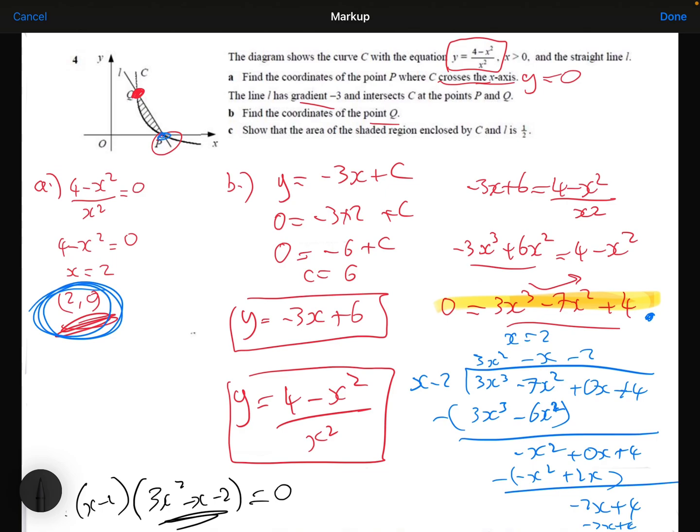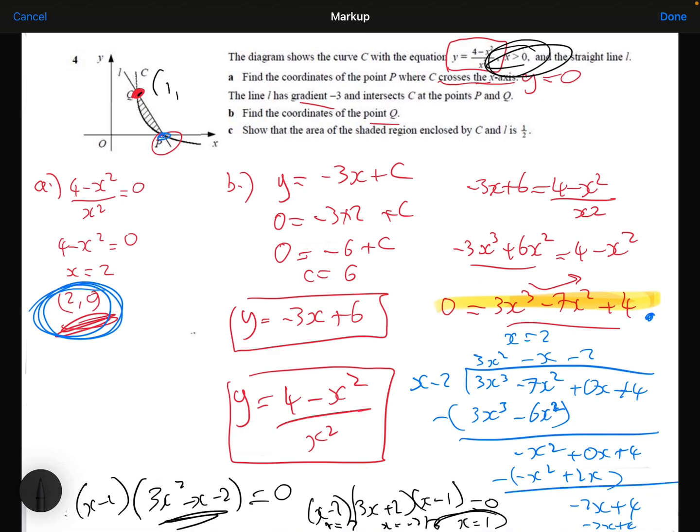This quadratic will factorise some more, so I'm going to split this up further to be 3x something, and let's think about that for a moment. That's going to have to be a minus 1, and that's going to have to be a plus 2, I think. Yeah. So, our three solutions to this are x equals 2, which we knew from before, x equals minus 2/3, which is not going to be part of this answer here, or x equals 1. And that is the x coordinate of point Q.